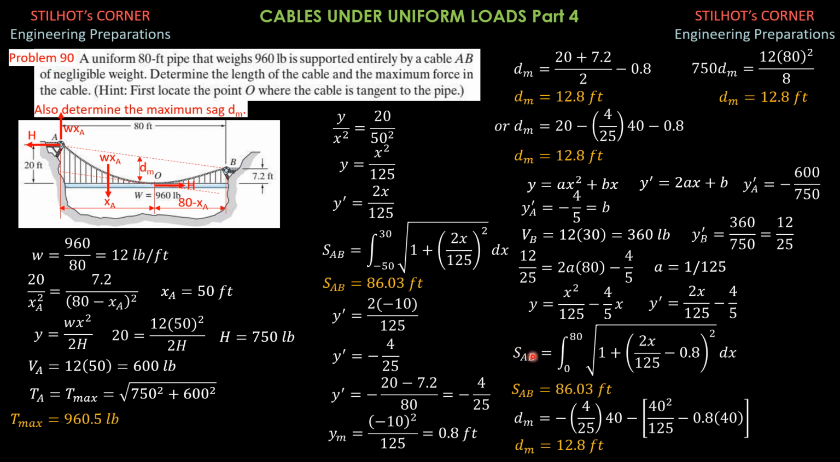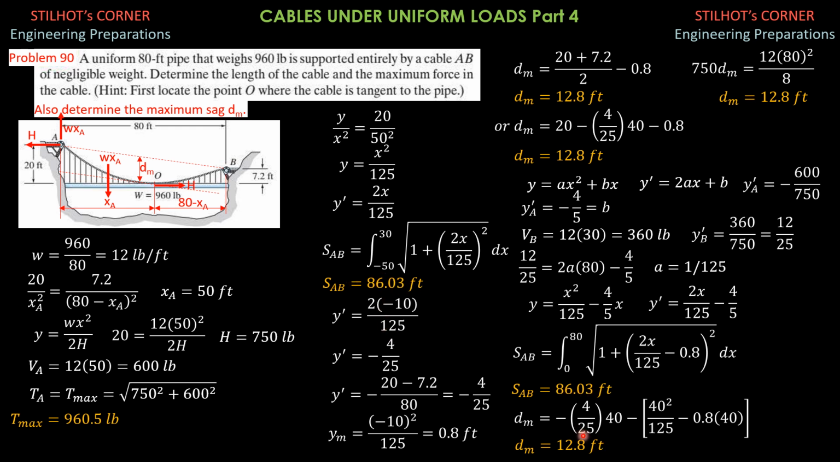So the length of the cable AB with A as the origin is the integral from 0 to 80 this time, because this is the origin, of the square root of 1 plus y prime squared dx. y prime is 2x over 125 minus 4/5, or minus 0.8, quantity squared. So using your calculator, the length of the cable is 86.03 feet, just like that.